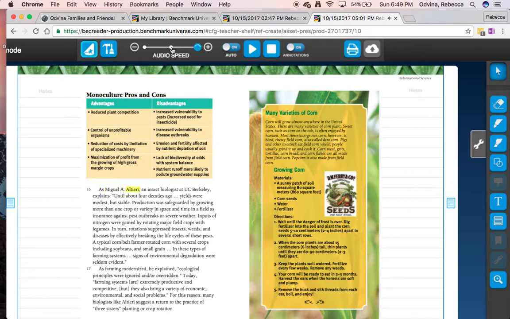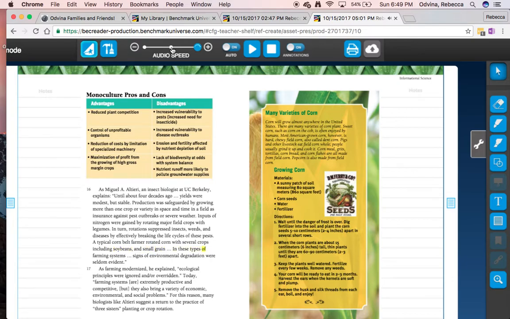As Miguel A. Altieri, an insect biologist at UC Berkeley, explains, until about 4 decades ago, yields were modest but stable. Production was safeguarded by growing more than one crop or variety in space and time in a field as insurance against pest outbreaks or severe weather. Inputs of nitrogen were gained by rotating major field crops with legumes. In turn, rotation suppressed insects, weeds, and diseases by effectively breaking the life cycles of these pests. A typical Corn Belt farmer rotated corn with several crops, including soybeans and small grain.